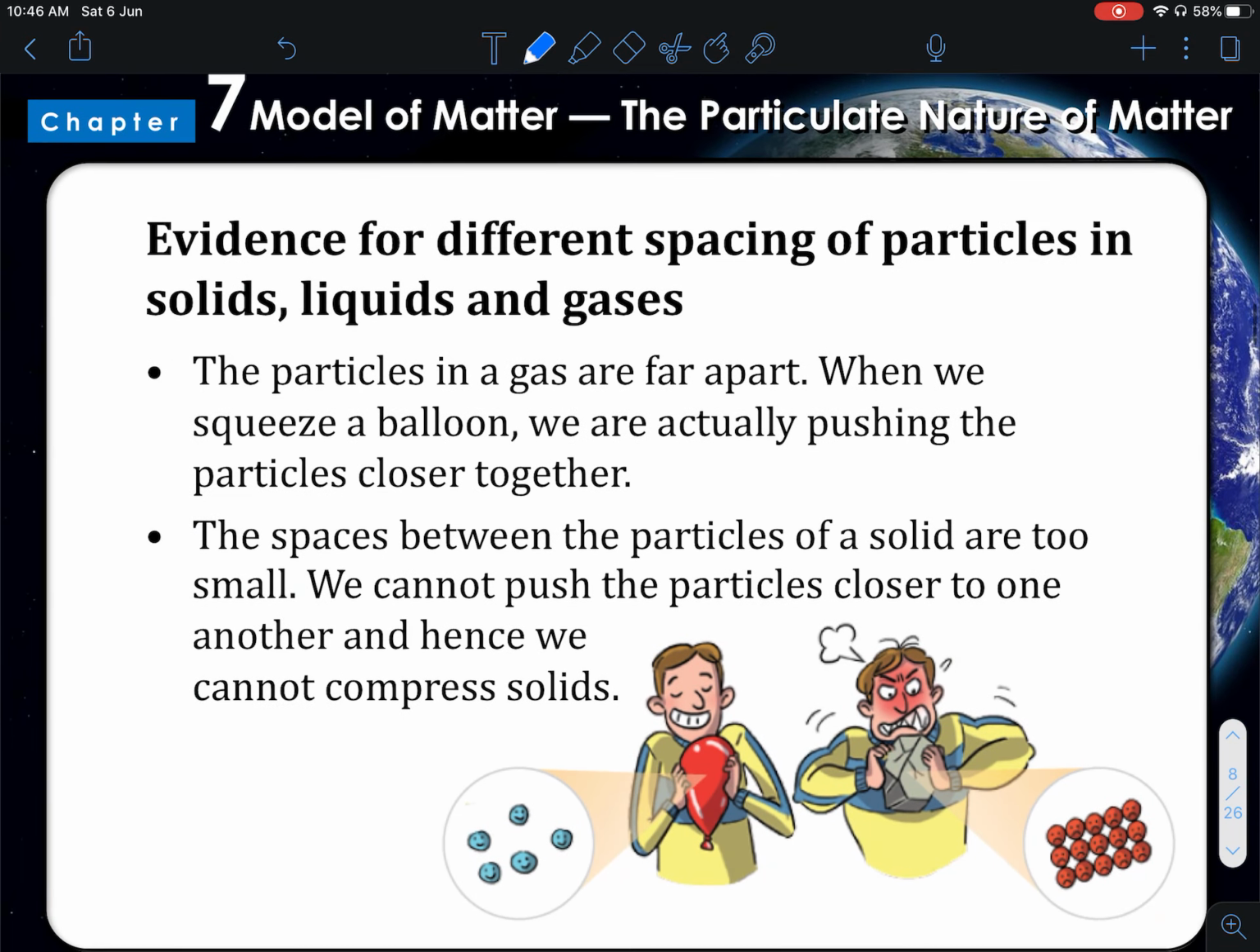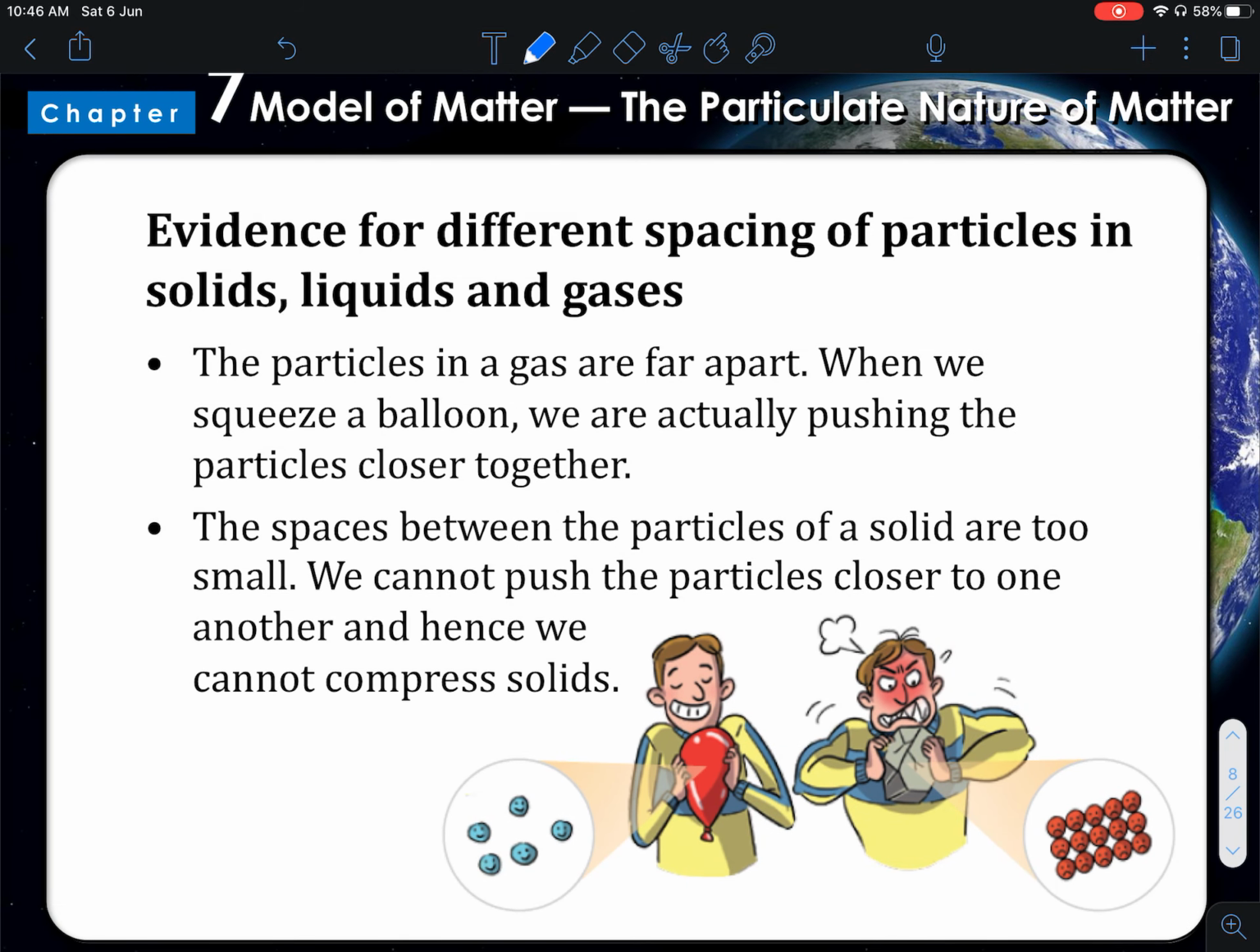Next, for evidence for different spacing of particles in solid, liquid, and gas, the particles in a gas are very far apart. So when we squeeze the balloon, we are pushing the particles closer together. In solids, the spaces between the particles are too small, so we cannot push the particles closer to one another. Basically, how much we can compress really depends on the spaces. So spaces affect the compressibility of your matter.